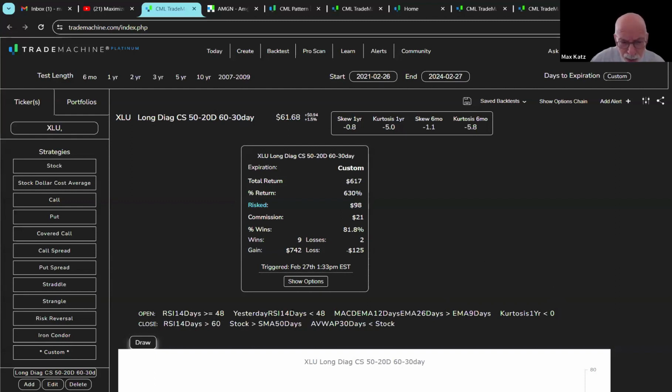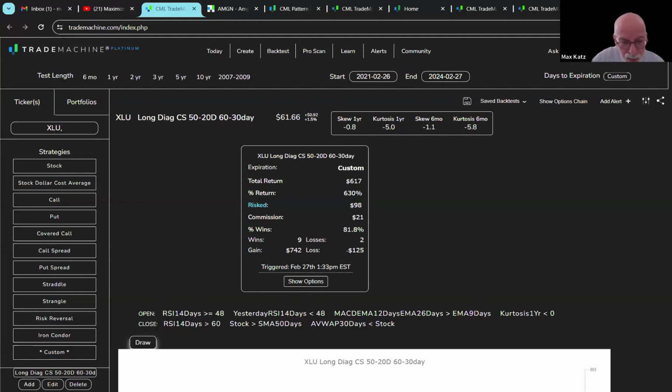Most alerts will have technical open conditions, and they all have to hold. It's RSI 14 greater than 48, and MACD 12, EMA 26 greater than EMA 9, and kurtosis 1 year less than 0. But sometimes you'll have some technical close conditions that you will find either at the bottom of the backtest page for that specific alert and backtest. In this case, RSI 14 greater than 60, stock greater than the SMA 50, and the AVWAP 30-day is less than the price of the stock.